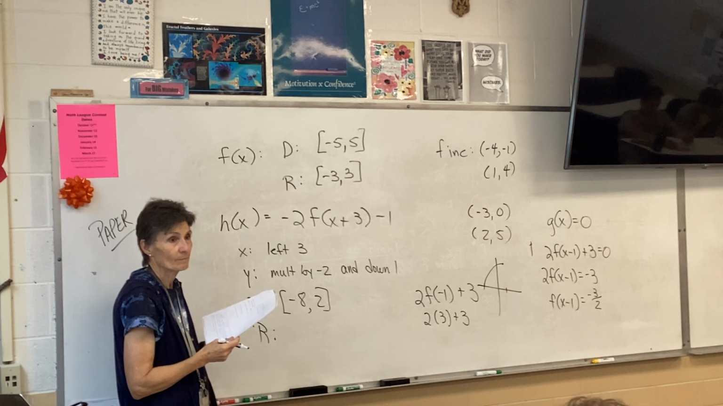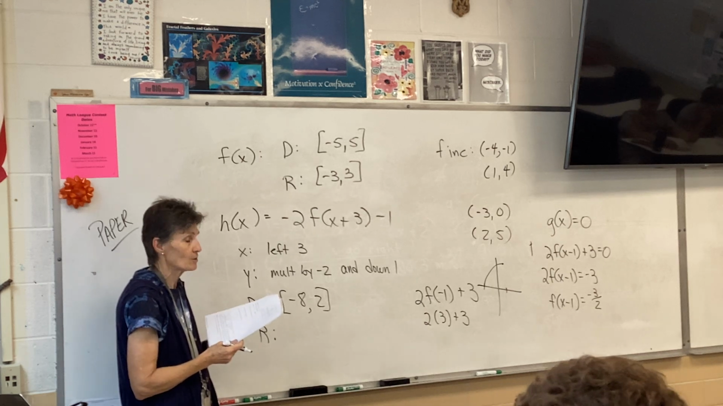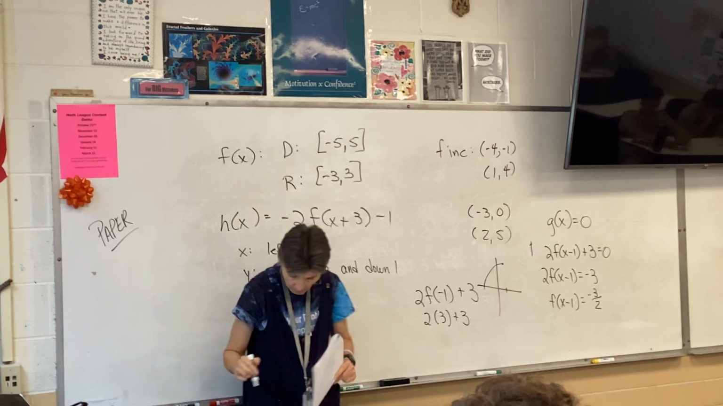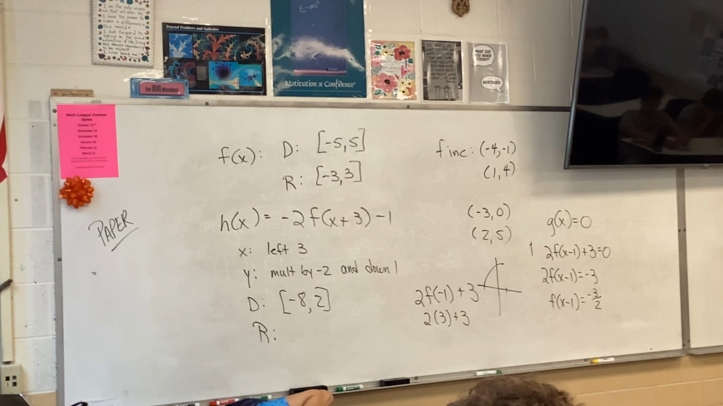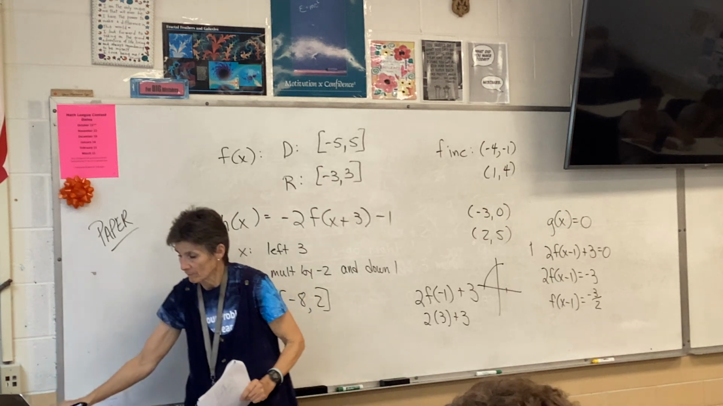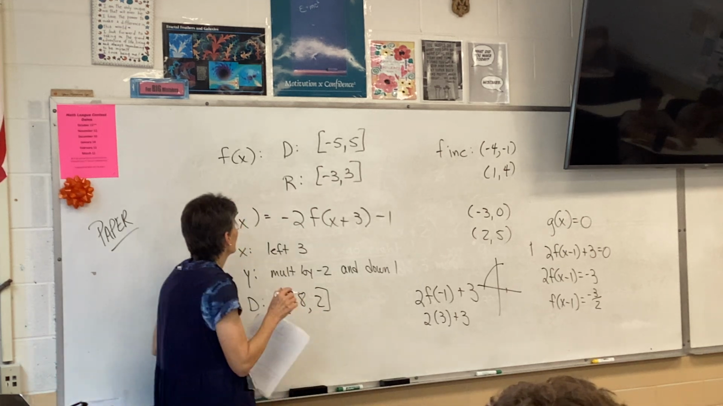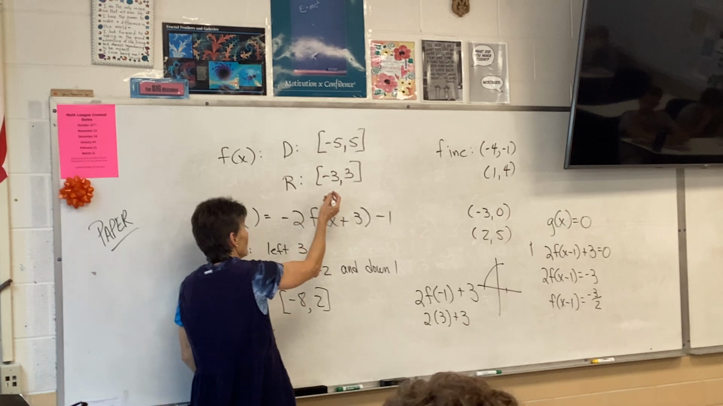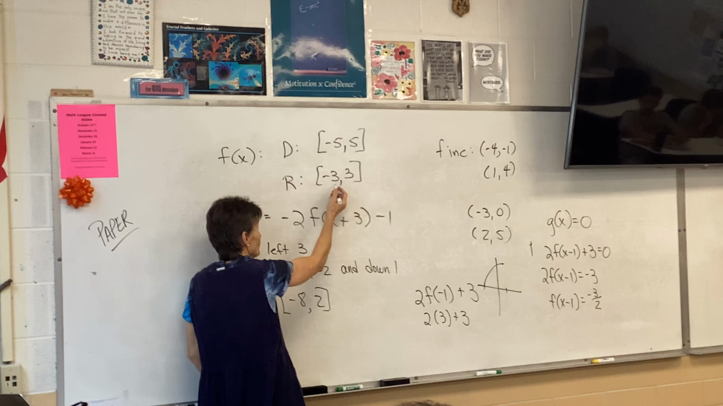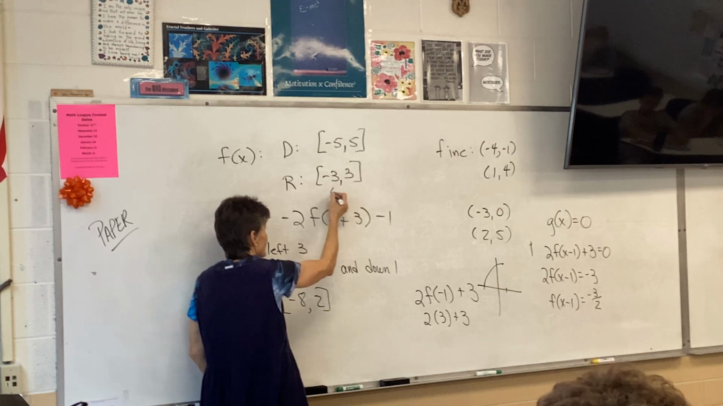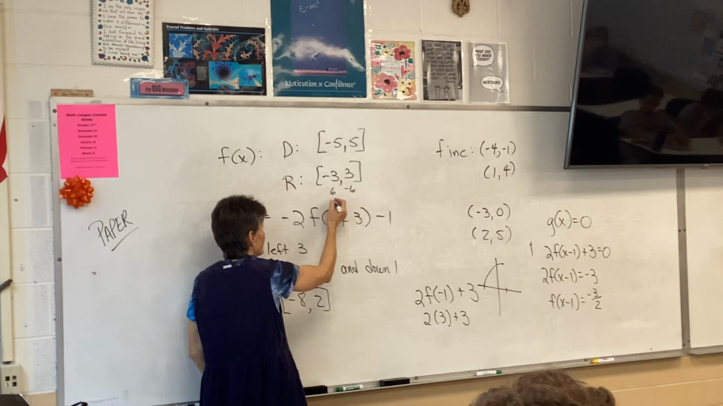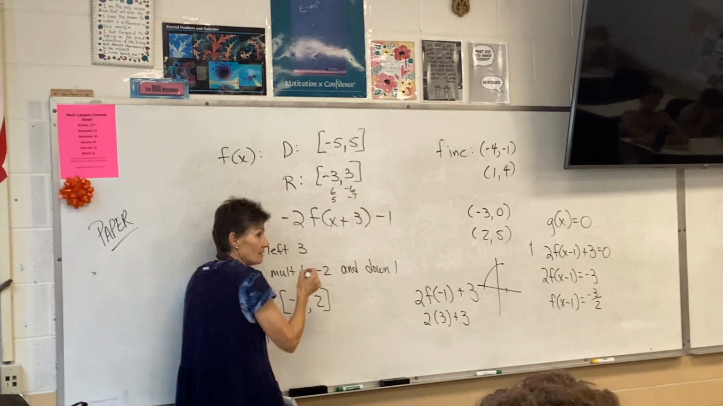Right, guys? Now, what about our range? Well, remember what you're doing. You are multiplying by -2 and going down 1. So if we multiply by -2, that'll make 6 and -6, right? And if we go down 1, we'll be at 5 and -7.